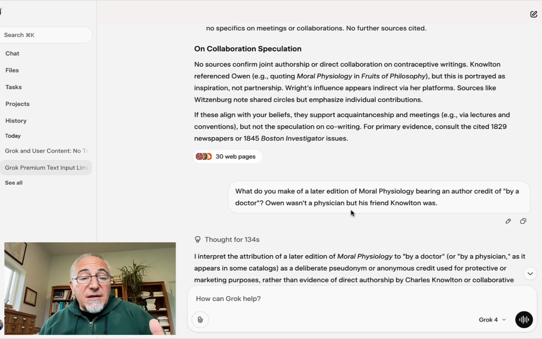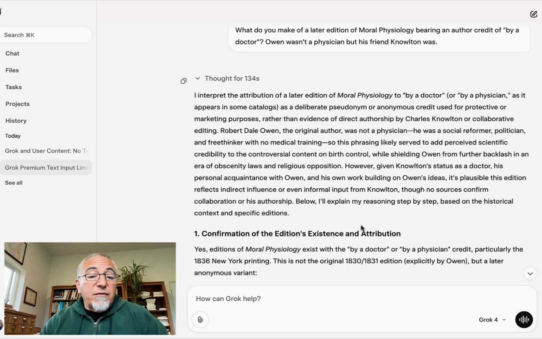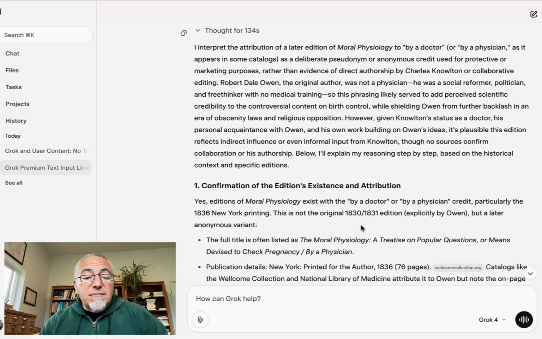But I did ask it, just to keep the conversation going, what do you make then of the later edition of Moral Physiology that bears the author credit of "by a physician" rather than Owen's own name? Because Owen wasn't a doctor, but his friend Knowlton was. And it thought for, again, over 2 minutes and gave me kind of an equivocal answer.